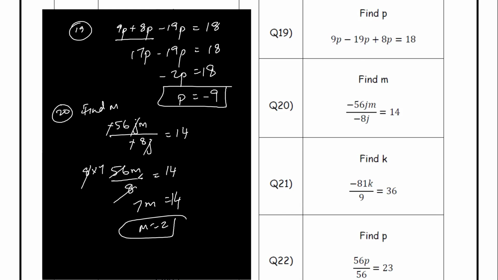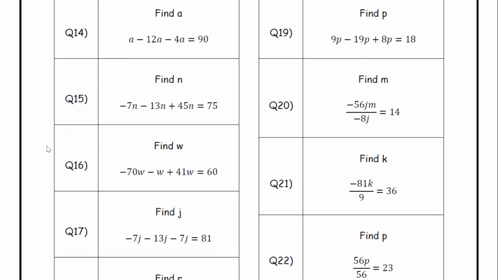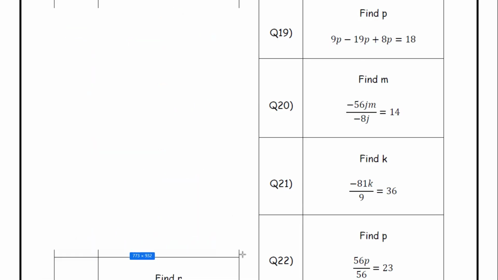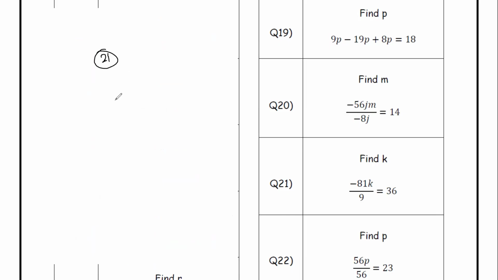21. Okay. Let's go on. 21 and 22. 21. Find k. So negative 81k upon 9 is equal to 36. Now 9 goes into 81 9 times because 9 into 9 is 81. Write it down again. 9k is equal to 36. I know 36 is 4 times 9. So k is negative 4.